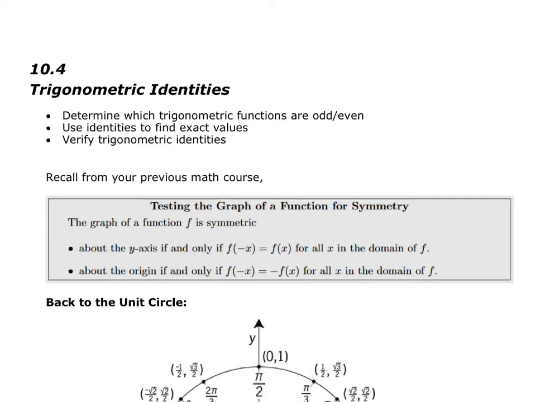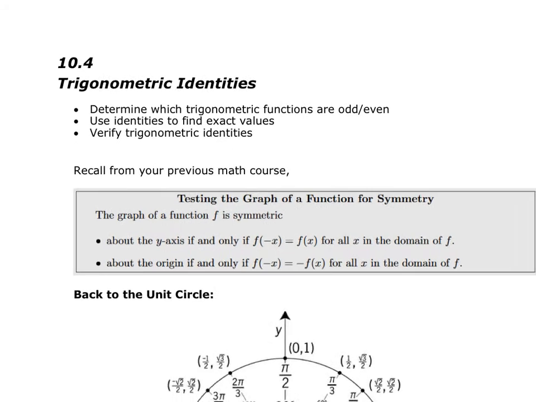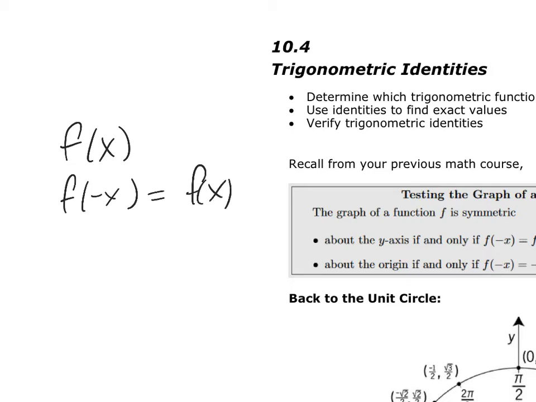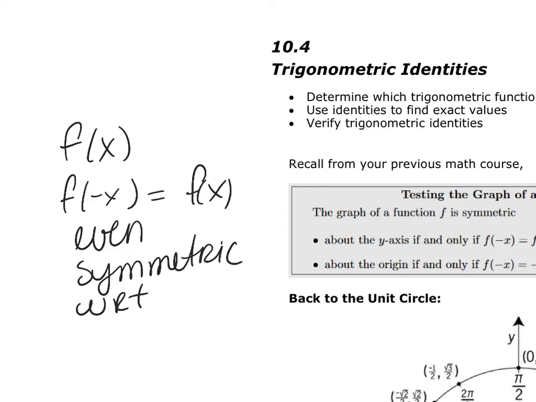Back in our pre-calc 1 class, we talked about odd and even. And when we talked about odd and even, we talked about symmetry. The way that we defined it before is if we have this function f of x, if I put in a negative x into my function and I get the exact same function out, then this function is even, which means we have symmetry with respect to the y-axis. So it is an even function and symmetric with respect to the y-axis.